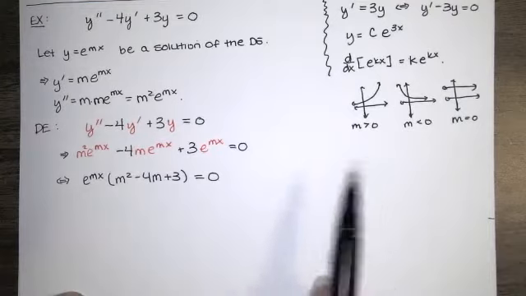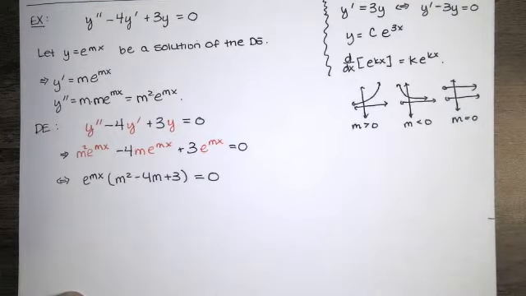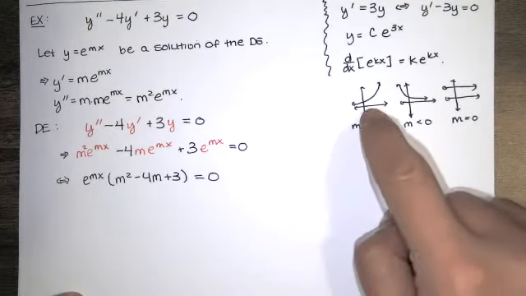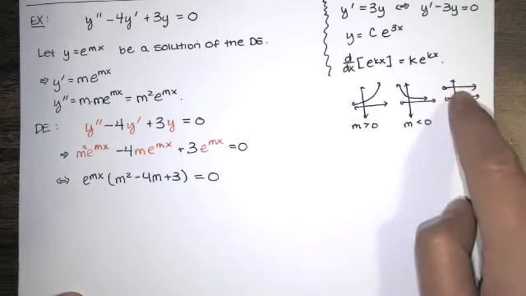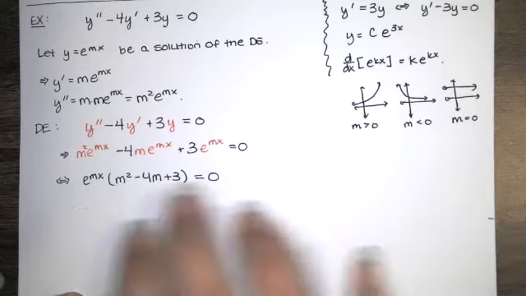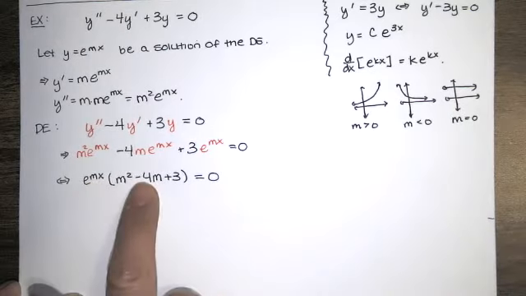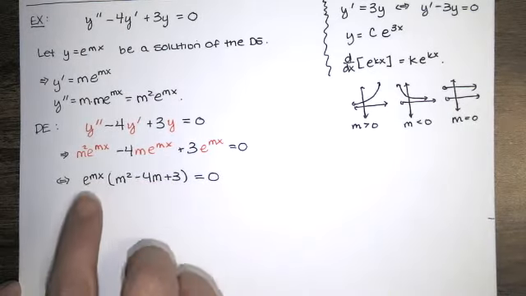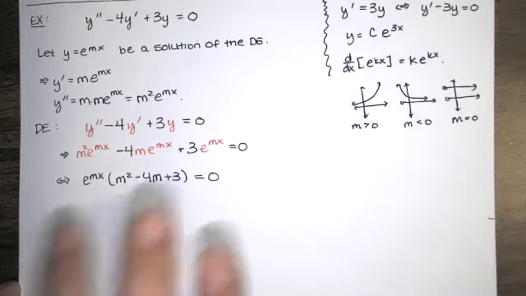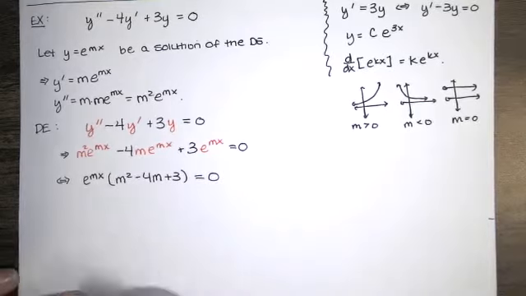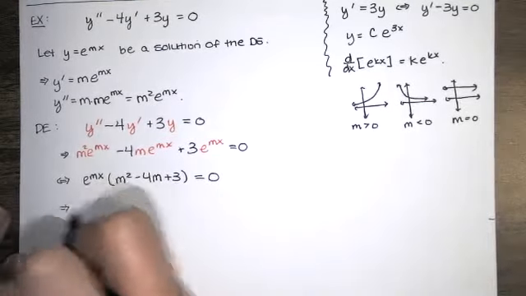So no matter what m is, look at the range of each of those functions. The range here is 0 to infinity. The range here is 0 to infinity. The range here is a single y value, and it's just y equals 1. So this times this equals 0 if this equals 0 or this equals 0, but this never equals 0. So the only way that this is true is if that polynomial function in m equals 0.